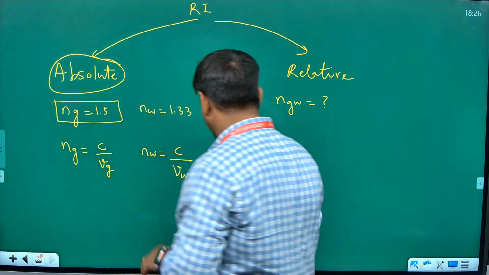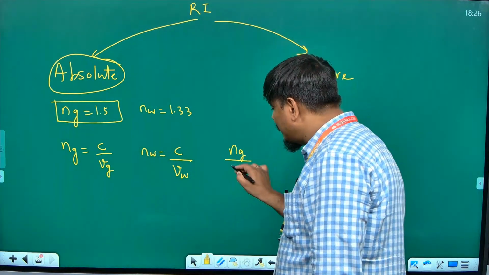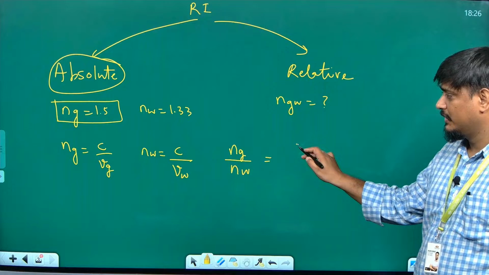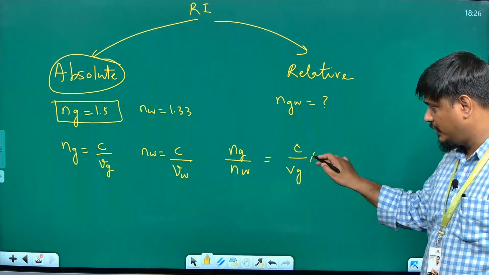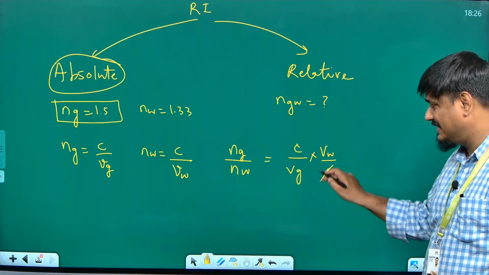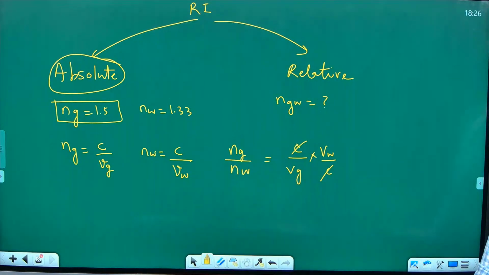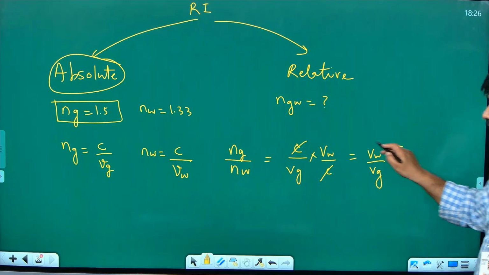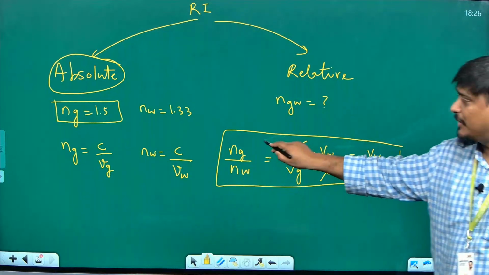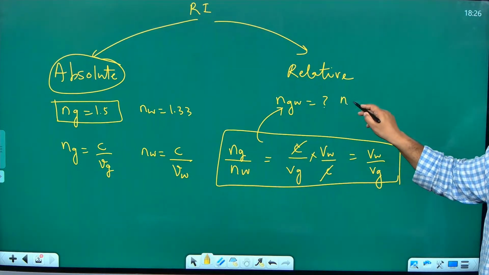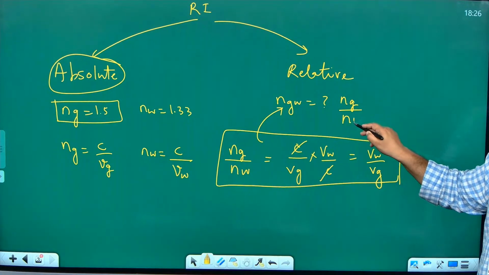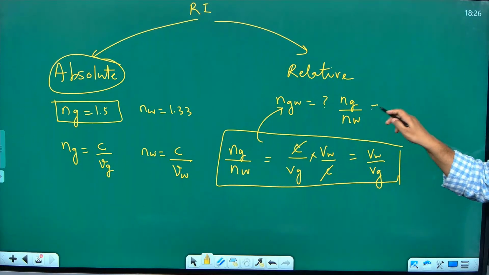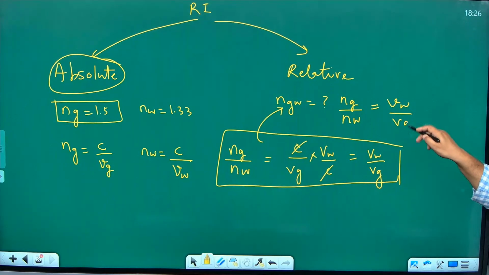Refractive index of glass is C by Vg. Refractive index of water is C by Vw. If I want to write refractive index of glass with respect to refractive index of water, what will happen? C by Vg into Vw by C. C gets cancelled. What do you get? You get Vw by Vg. So this becomes Ngw, the refractive index of glass with respect to water, and that will become equal to Vw by Vg.